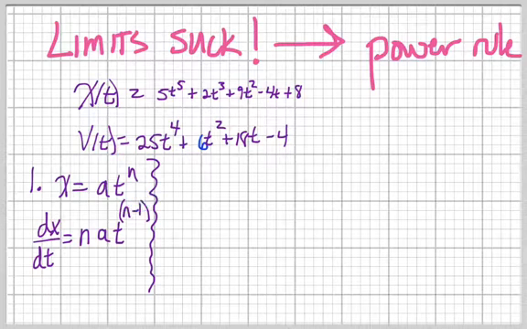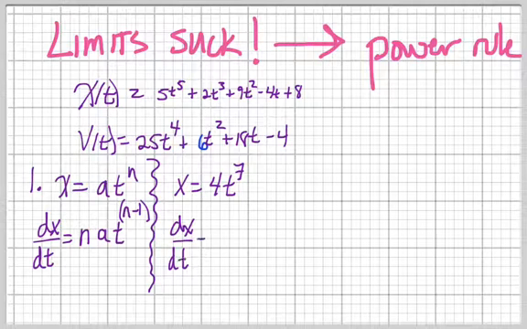Okay, so our example is going to be x equals 4t to the 7th. The dx dt will then be the 7 times the 4, 28, times t to the 6th. That's it. That's the derivative. That's it. Piece of cake.